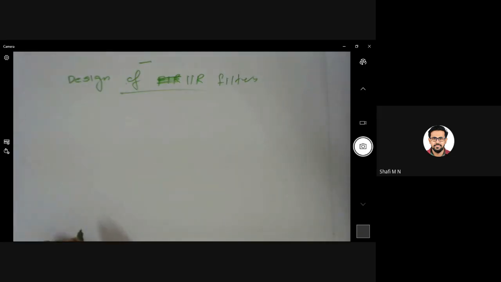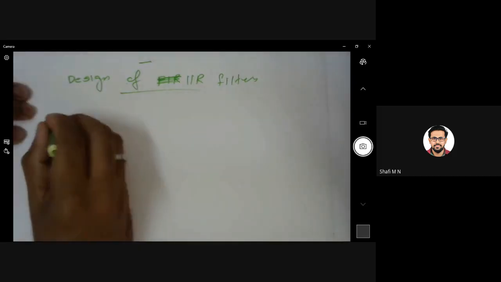While designing IIR filters, our task is to design a digital filter, but the procedure is to design an analog filter and then convert it to digital. So we will start with the design of analog filters first.